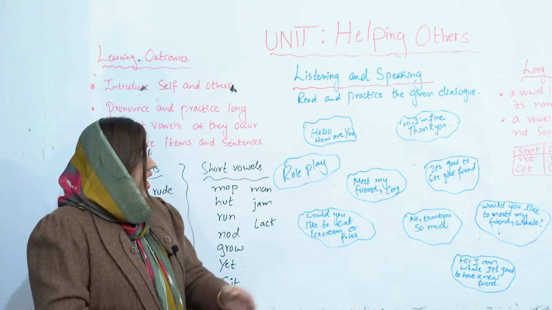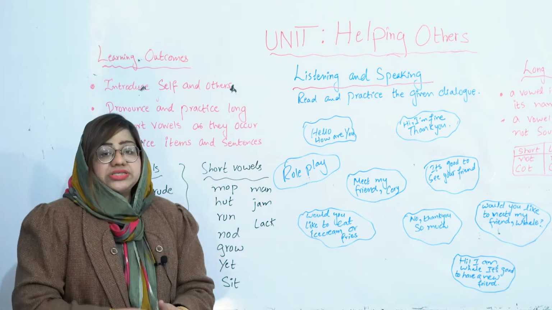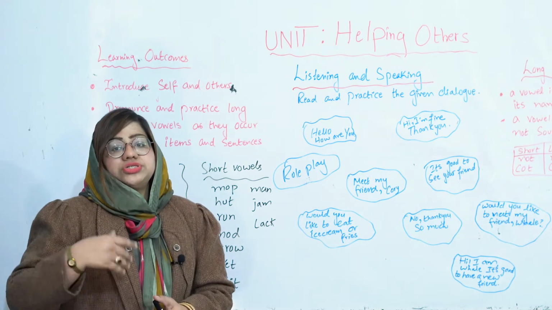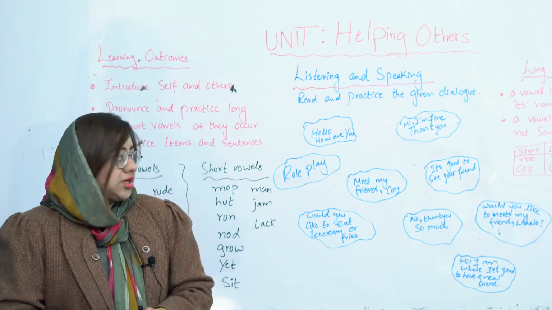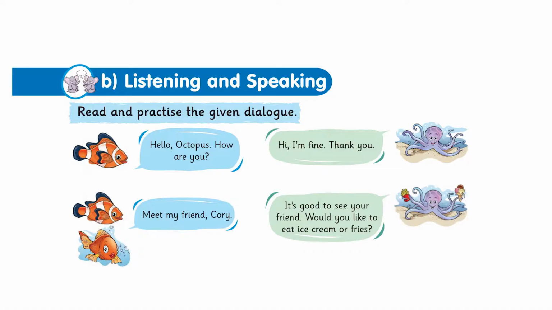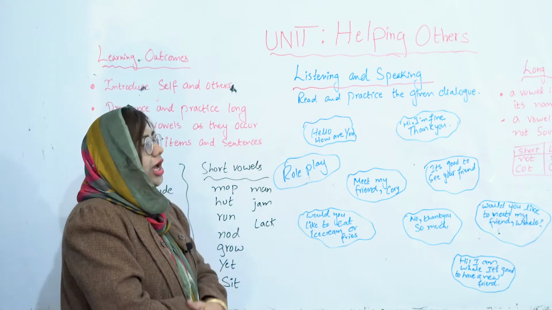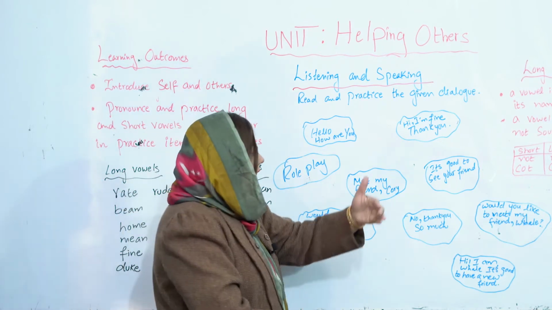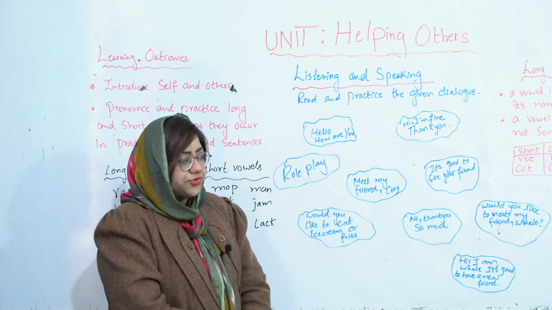My dear students, have a look at it. Hello, how are you? It's a type of conversation in which you say something to others. There is a dialogue conversation. You can see on your book page a dialogue between octopuses and fishes and whales. So there is an introduction between these two fishes. Let's have a look. Say, hello, how are you? And their reply is, hi, I'm fine, thank you.